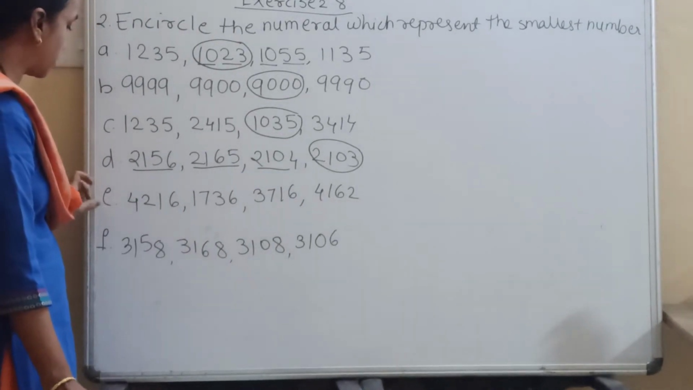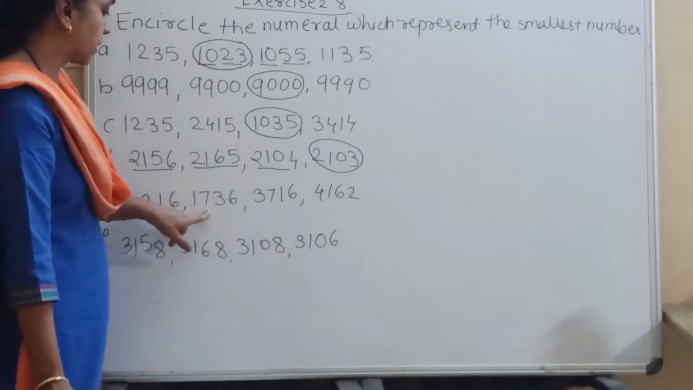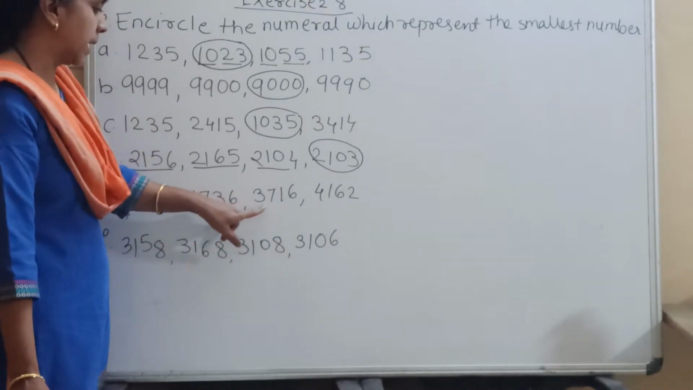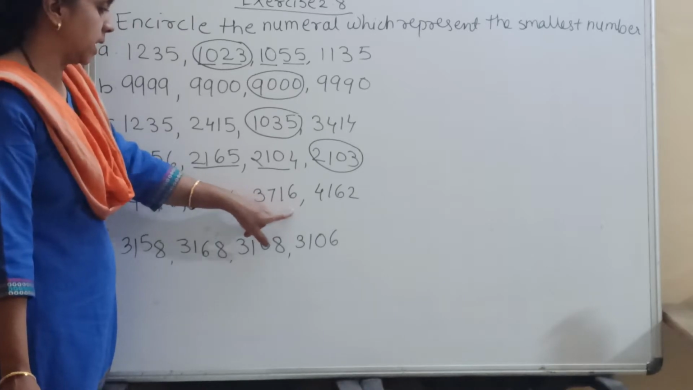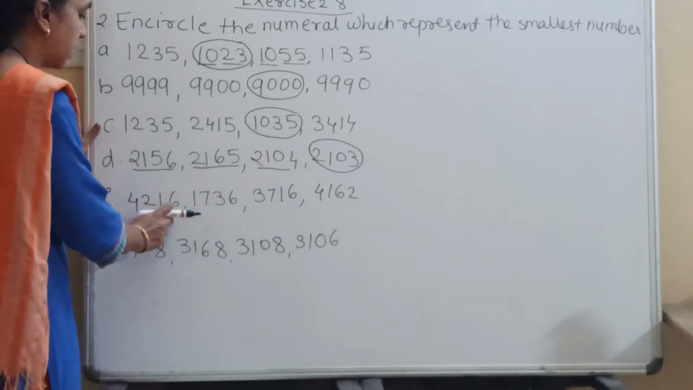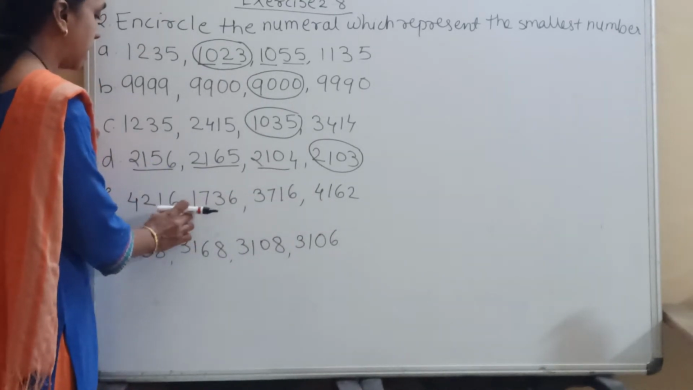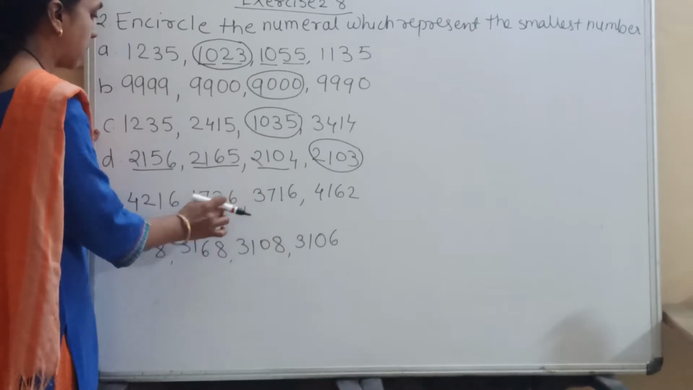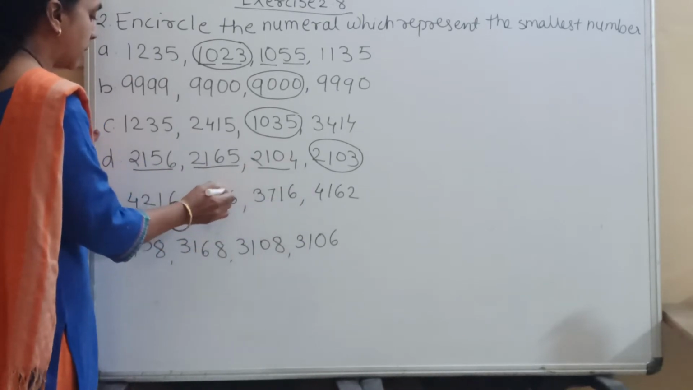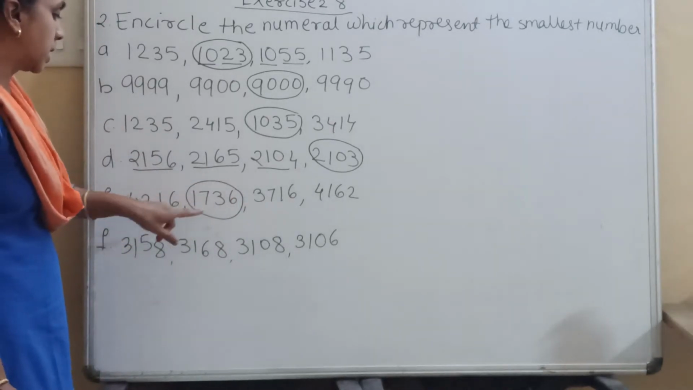Then see E question. 4216, then 1736, then 3716, then 4162. So among these 4 numbers, which number is smaller? This 1736. All other numbers are bigger. This one is smaller. So circle this number.